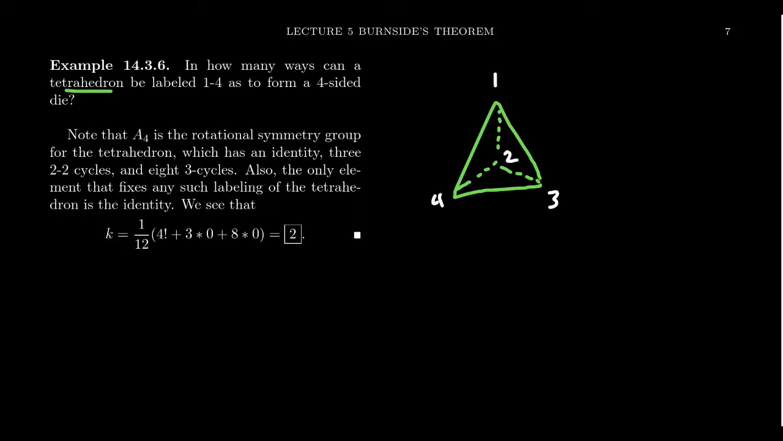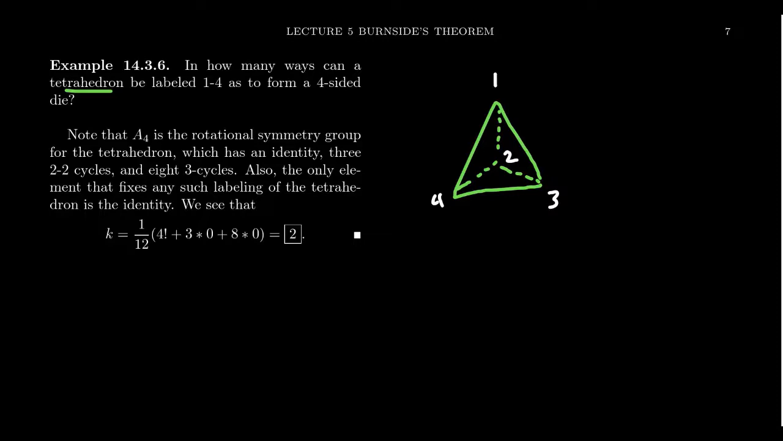But if it's a 4-sided die, the idea is you're going to be rolling this, casting this die. As you spin it around, it's going to move around. It's still the same die, even if we change our orientation. What labels actually give us a different labeling of this thing? That's an interesting question, but group theory provides a very slick way of counting the ways we can label the 4 vertices of a tetrahedron, of a 4-sided die here.